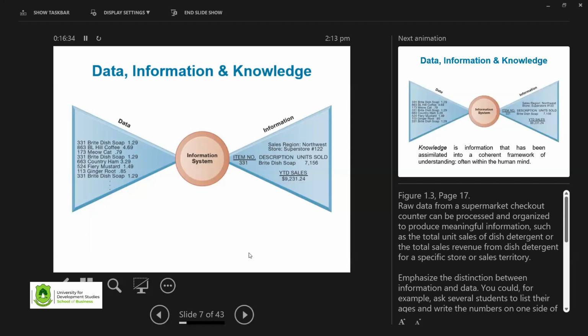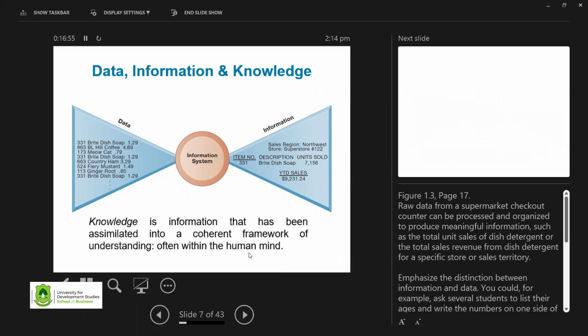So how different is that from knowledge? How different is that from knowledge? We all know knowledge. Oh, this guy is knowledgeable. How different is data or information from knowledge? How different is information from knowledge?